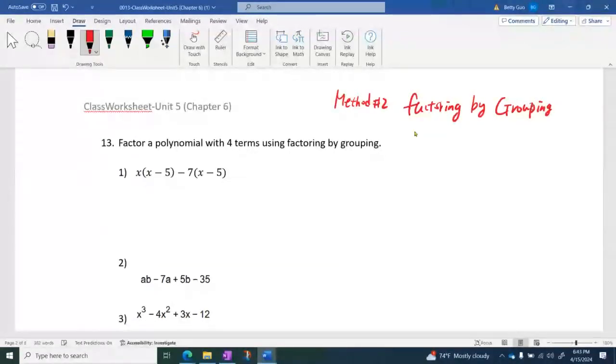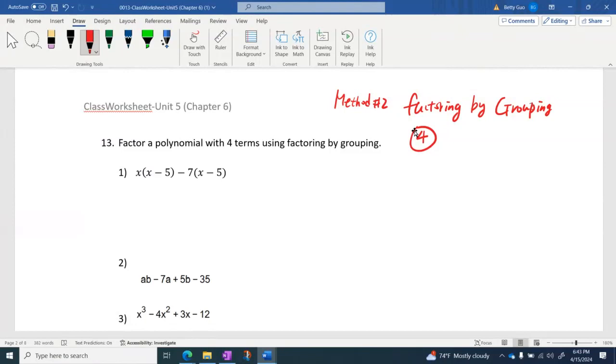Focus on understanding a few things. When do we use this method, factoring by grouping? And how do we use this method? So when do we apply factoring by grouping? When we have a polynomial containing 4 terms.